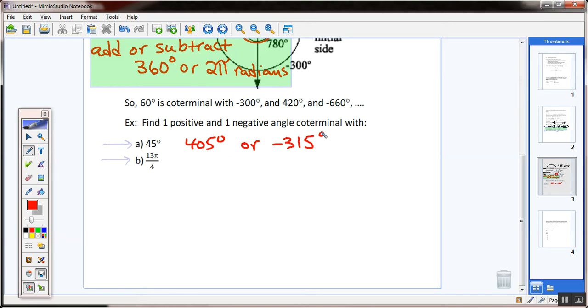How about part B? Coterminal of 13 pi over 4 in radians. Anybody have an answer? 21 pi over 4. 21 pi over 4. I like it. Let's talk here quickly. What's the rule, first of all, for finding a coterminal angle in radians? Add 2 pi. Okay, going back to some elementary algebra stuff here. To add fractions, you have to have a common denominator. What do you want your common denominator to be? So this should be 13 pi over 4.